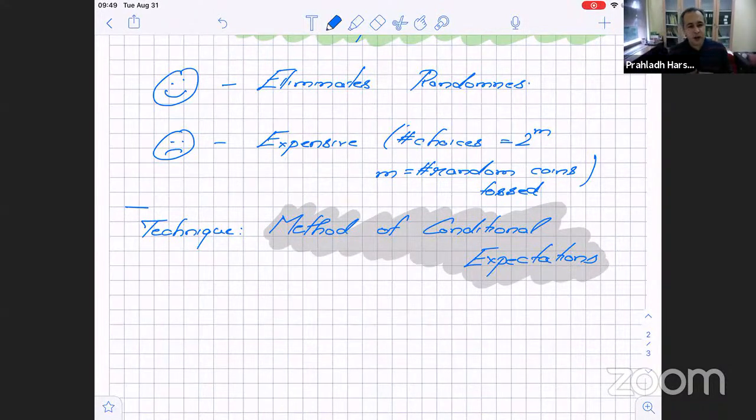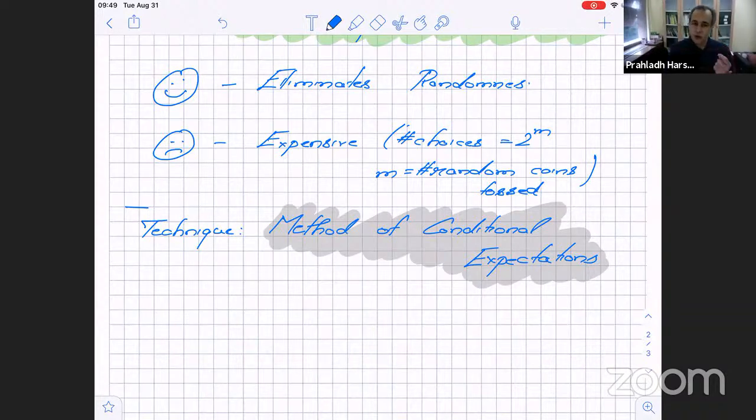We're tossing n random coins. The method of conditional expectation is going to be the following. I know that if I pick these random coins at random, each one a perfectly independent coin toss, then the expected size of the cut is |E|/2. Now, previously, the way of eliminating randomness was to go over all possible 2^n choices. Instead, you could ask, for the first coin, is it good?